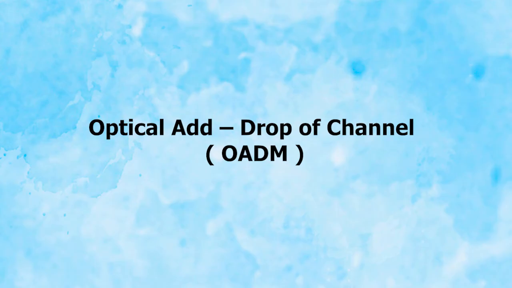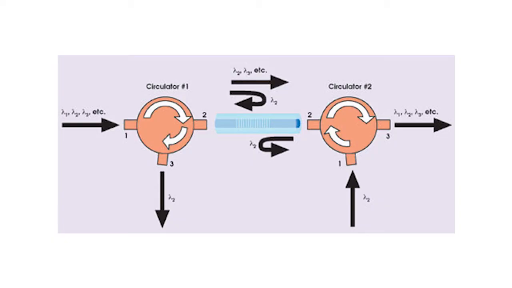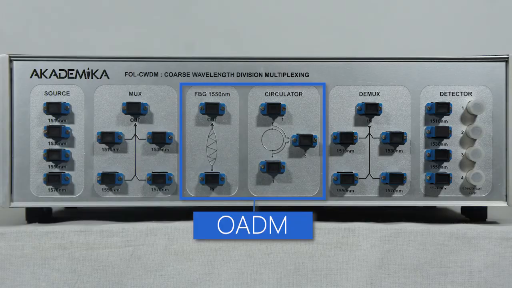Optical Add Drop of Channel (OADM). Now let's understand the concept of OADM, Optical Add Drop Multiplexing, using our FOL-CWDM module. While transmission, there might be a need to add or drop one channel or wavelength and route it to another location. This is where we use OADM. OADM is a combination of a 3-port circulator and an FBG with a central wavelength equal to the wavelength that needs to be dropped, in our case, FBG at 1550 nanometer.